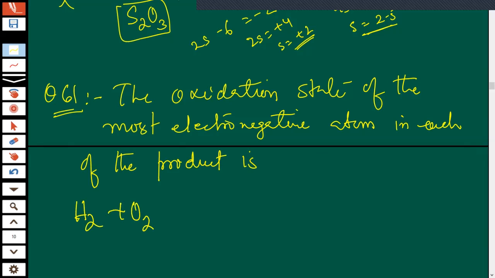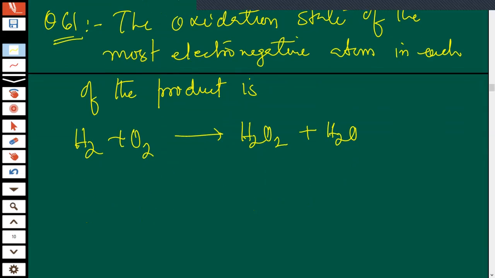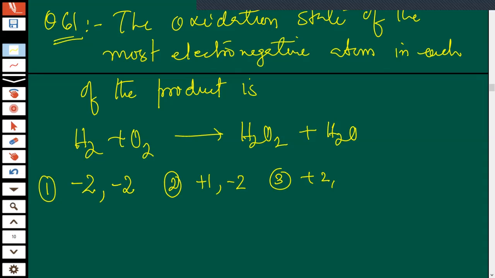H2 plus O2 gives you H2O2 and H2O. You have to tell the oxidation state. Option 1: minus 2, minus 2. Option 2: minus 1 and minus 2, plus 1 and minus 2. Option 3: plus 2 and minus 1. And option 4: minus 1, minus 2.